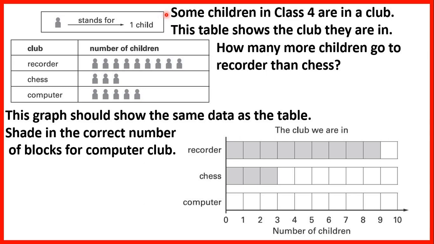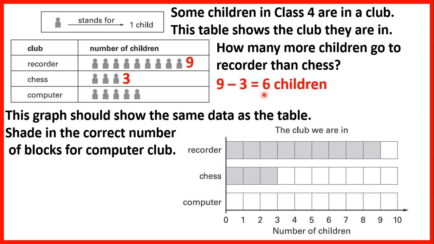Some children in class 4 are in a club. This table shows the club they are in. How many more children go to recorder than chess? So we have a pictogram, and we can see that one picture stands for one child. So for recorder, we have 9 pictures, so that's 9 children, and then we can see that 3 children go to chess club. The question asks how many more, so we need to find the difference, and to do that we use subtraction.